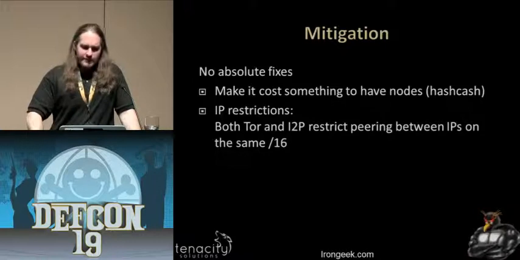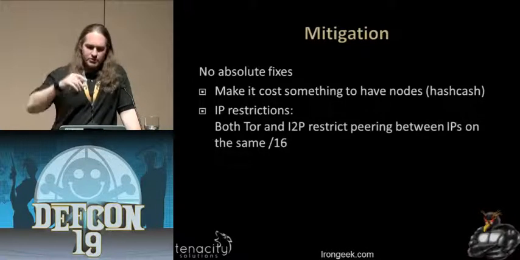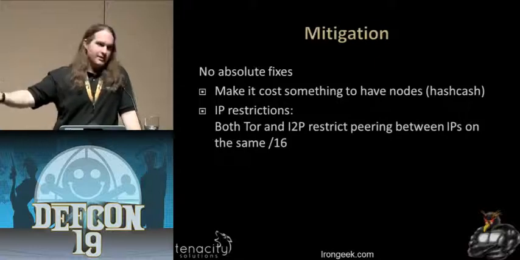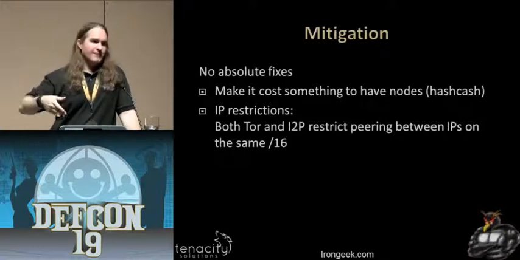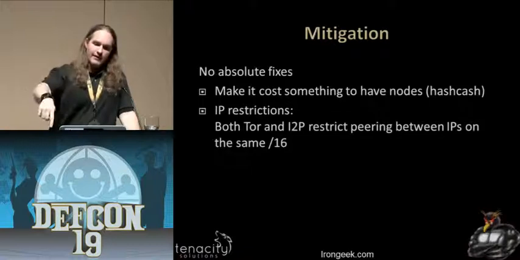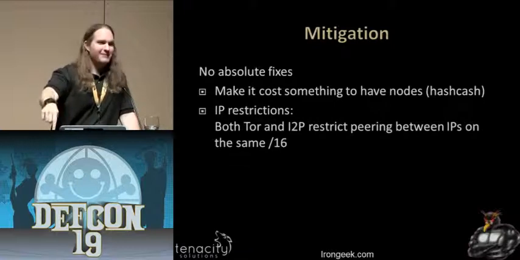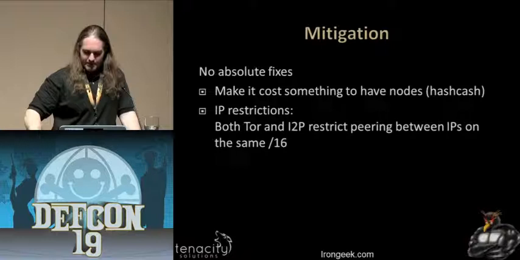Another mitigation that's out there: both Tor and I2P restrict peering between two nodes that are on the same /16 IP network. This is to keep you from having a tunnel through this network where all the IPs in your tunnel belong to the same ISP, and they can look at all of it. That would not be so good for anonymity.